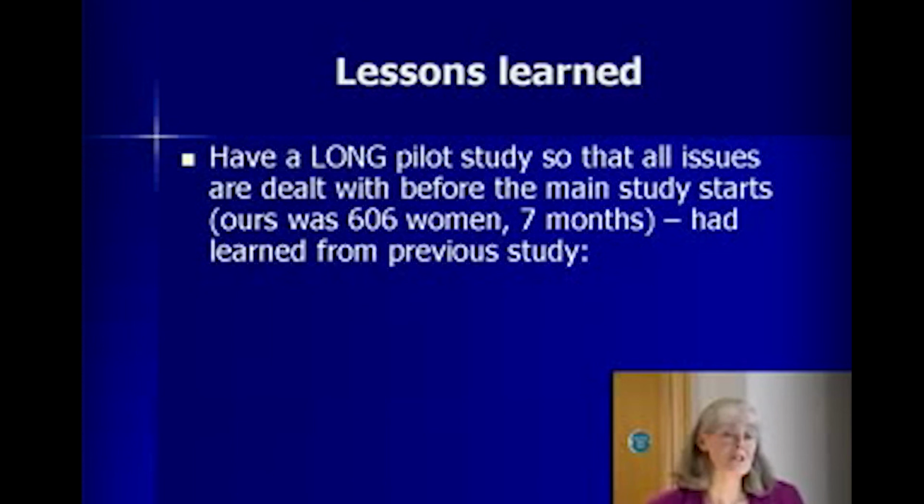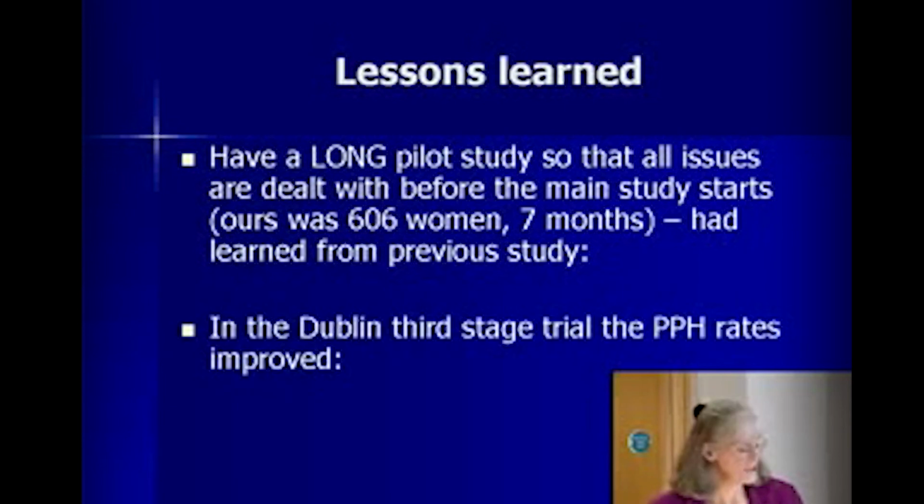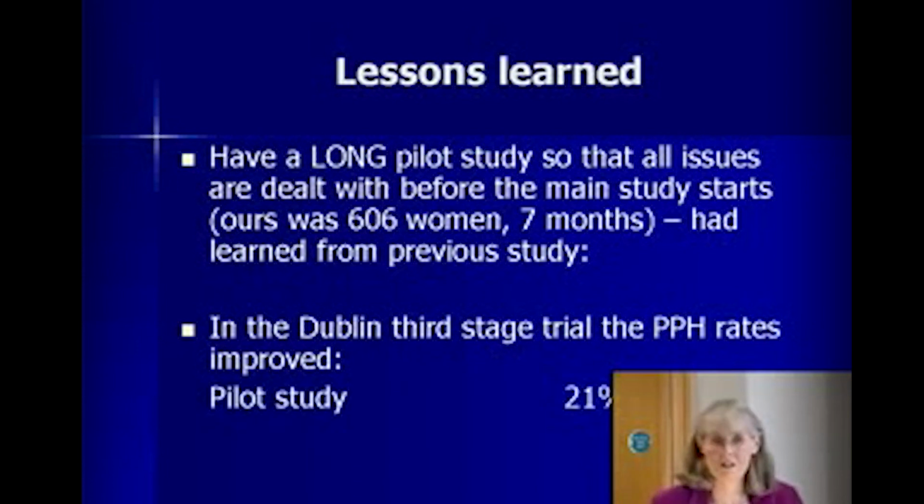Now, ours was 606 women, 7 months long, which is extraordinarily long for any RCT. And that was because I had had the experience of doing an RCT before. In the Dublin third stage study, the active and physiological management one, because the midwives weren't used to doing physiological management, they had a higher PPH rate in the beginning because they were learning the technique. In the pilot study, the PPH rate was 21%. Okay? 1 in 5 women bled more than 500 mLs.